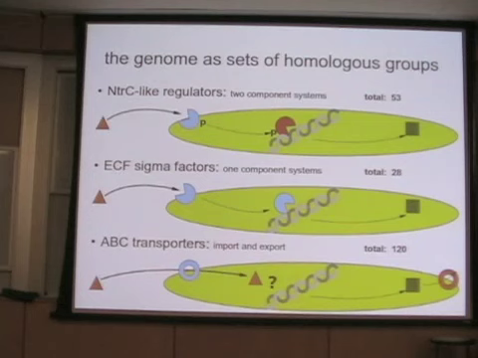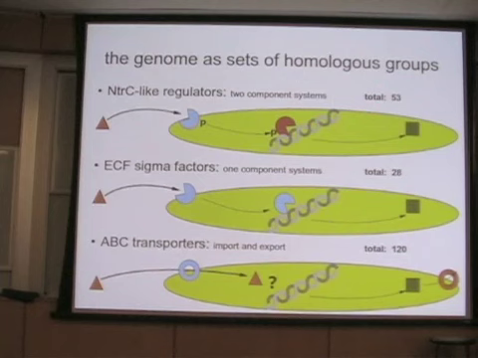So these are three types of genes. All of them are related to signaling. All of them might have something to do with self-organization in Myxococcus xanthus. One is a group called the NTRC-like regulators, which are part of two component systems. And it turns out that Myxococcus xanthus has a total of 53 of these in its genome.